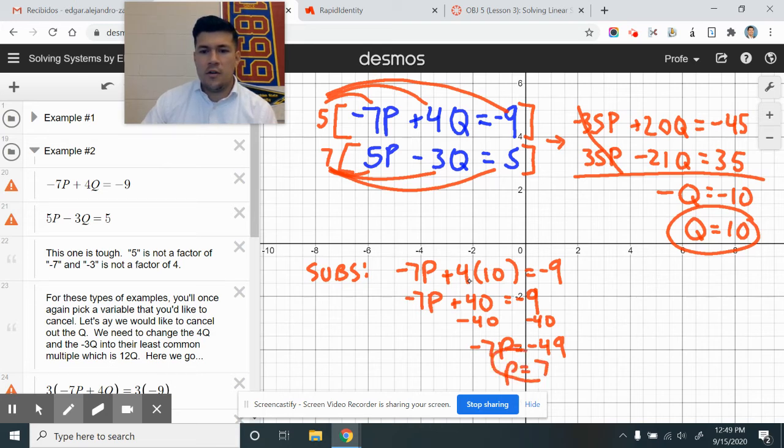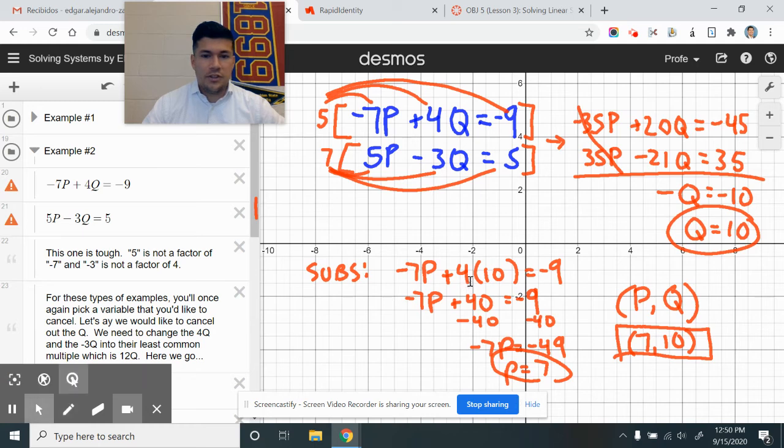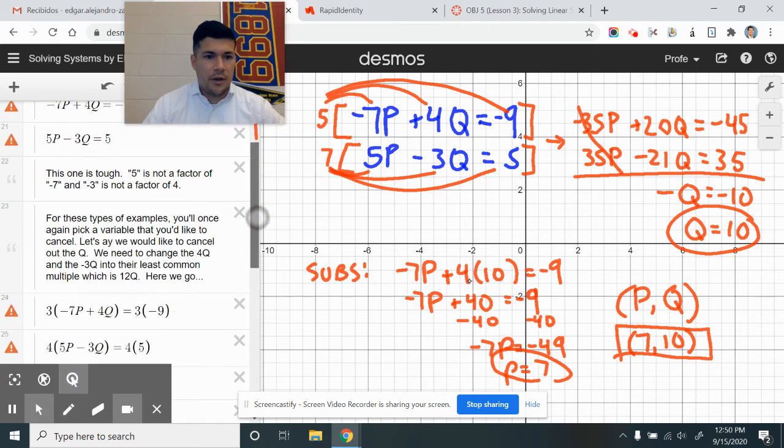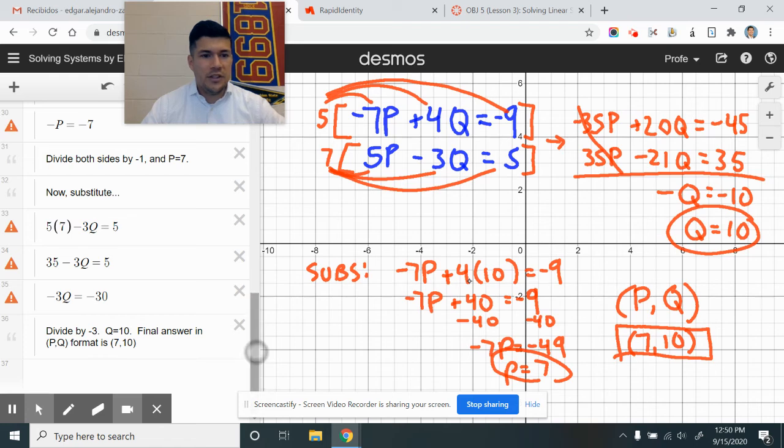All right. So my final answer in PQ format is 7, 10. I could verify this answer simply by substituting 7 for every p value and 10 for every q value, and it would work out. All right, final answer 7, 10. I'm going to check it right here with my old work, and indeed the answer is 7, 10.